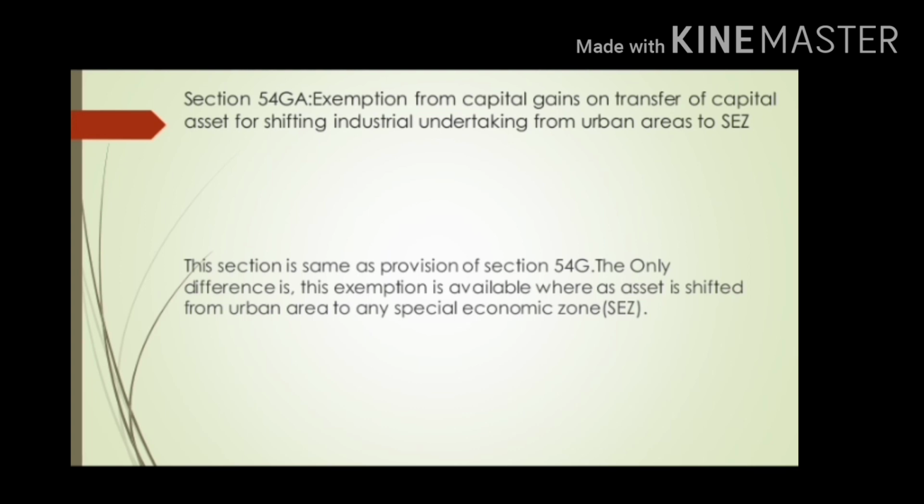industrial undertaking from any urban area to special economic zone cells. It is the same as section 54G. The provisions of this section are the same as the provisions of section 54G. The only difference is this exemption is available where the asset is shifted from urban area to any special economic zone. In section 54G, it is from urban area to non-urban area. When it comes to section 54GA, the asset is shifted from urban area to any special economic zone.